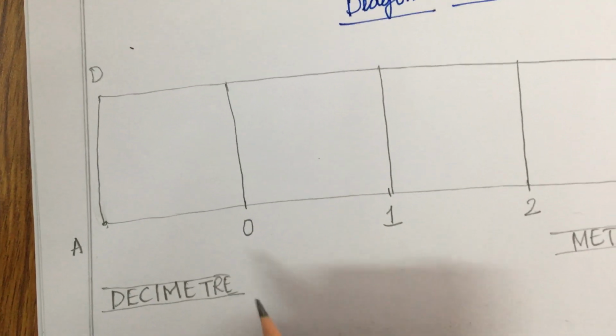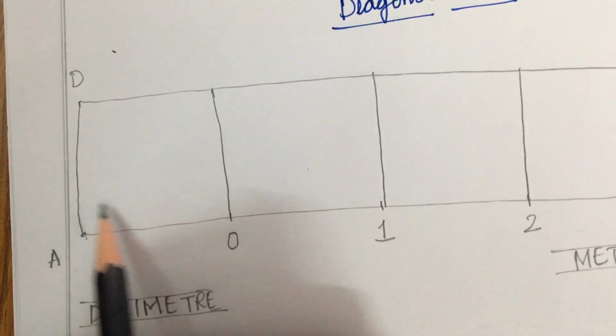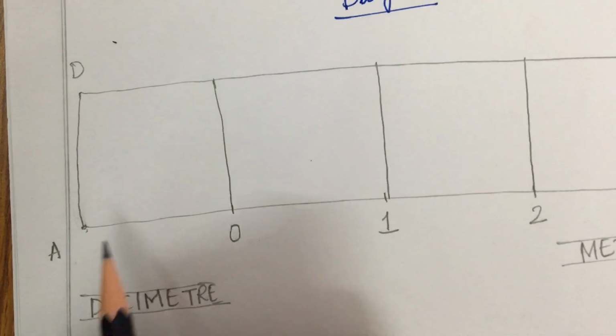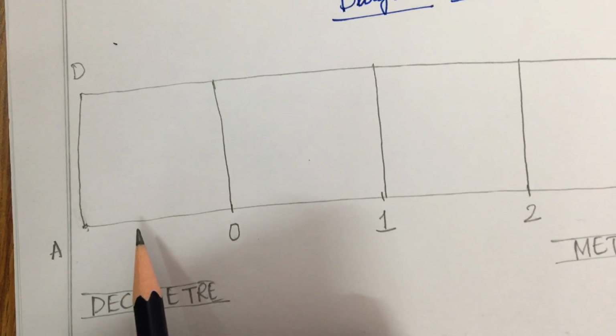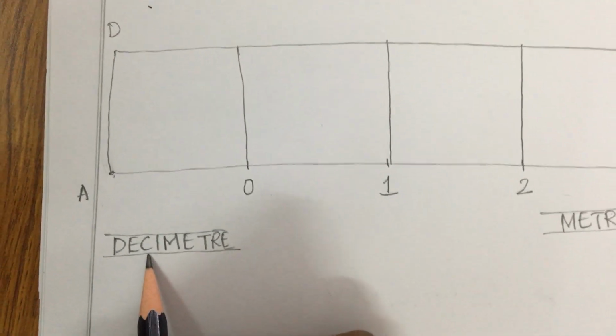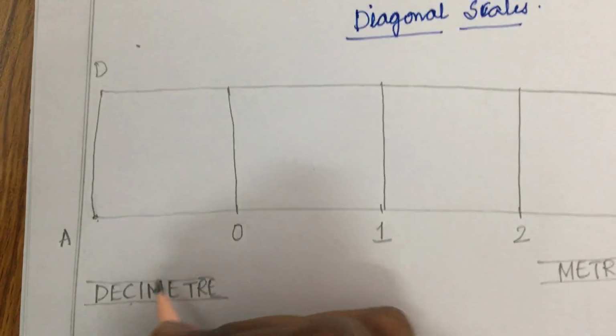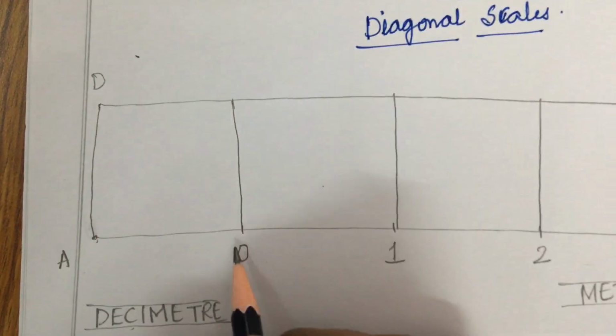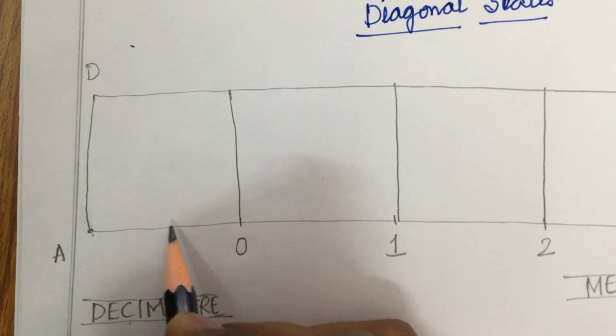I hope you are getting this. 1 meter, this is a meter box. In this, how many subunits will be there? 10 subunits will be there. That is nothing but 1 meter equals 10 decimeter. Now, if you look at this, we are supposed to divide even this decimeter subunit into 10 equal divisions.